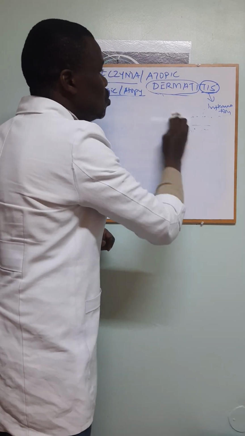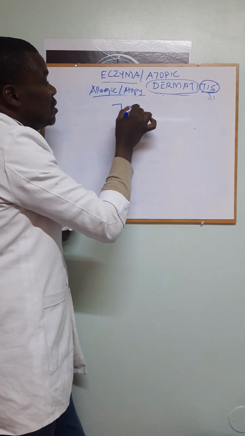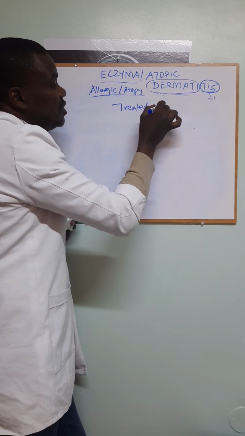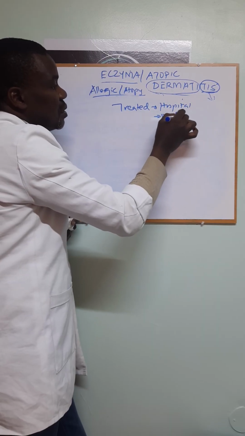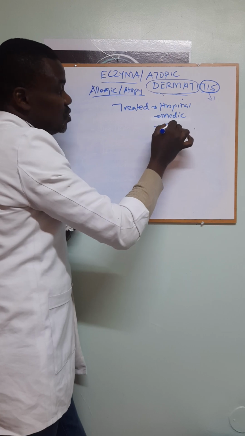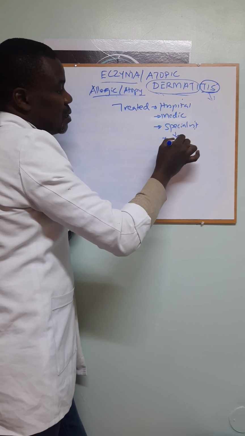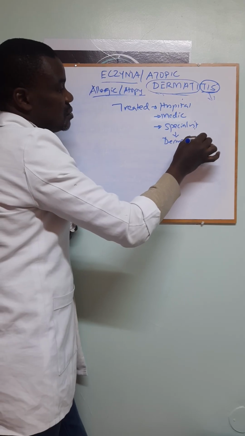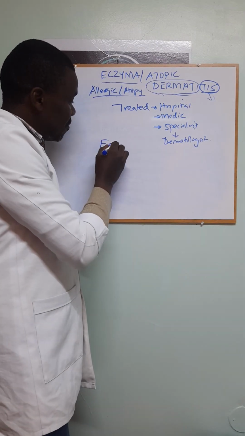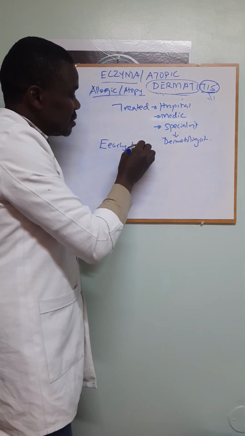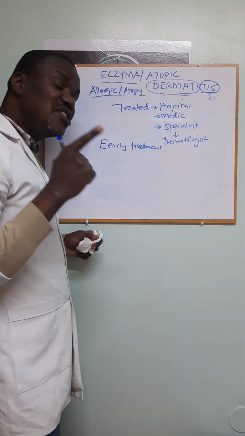So what are you supposed to do when you have a child who has eczema? This is a child that needs to be treated in the hospital, seen by a medic or a specialist who is a dermatologist. Now, start treatment early enough. Early treatment while they are still young and as soon as you notice those symptoms.